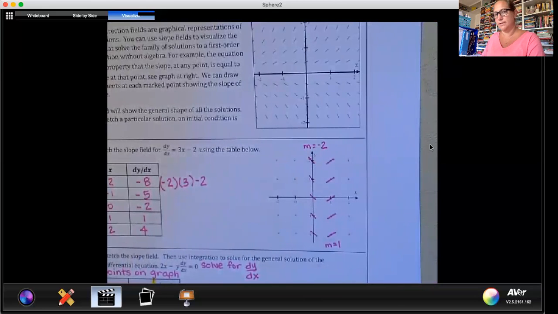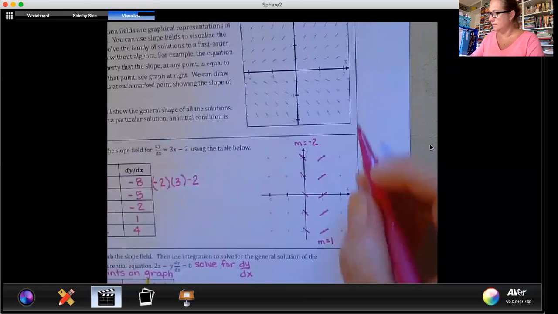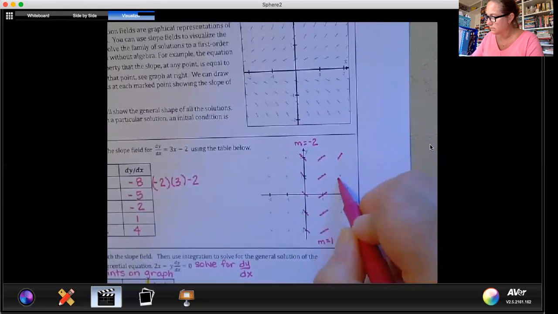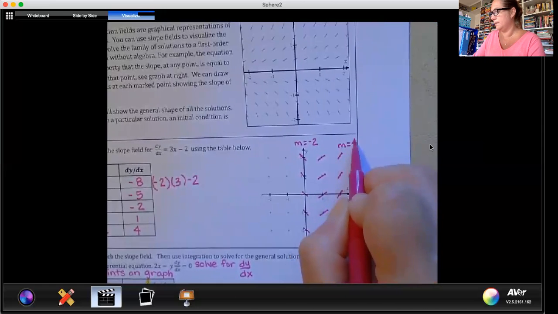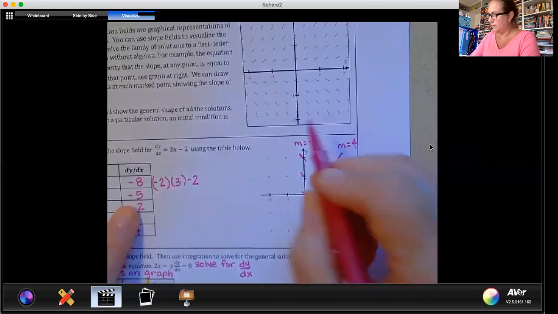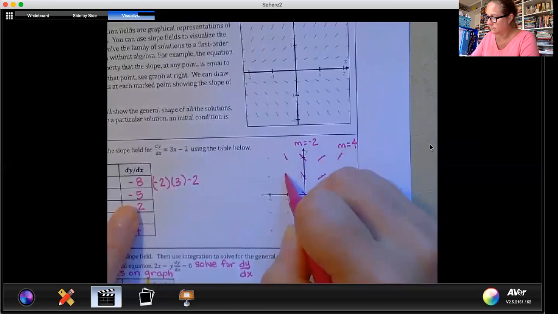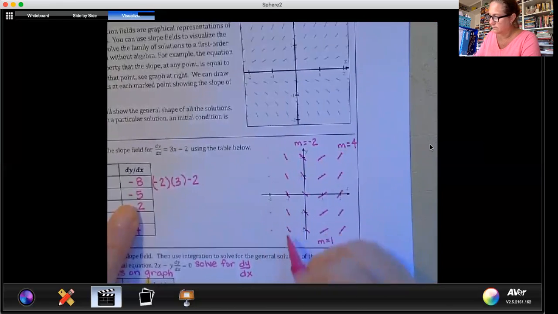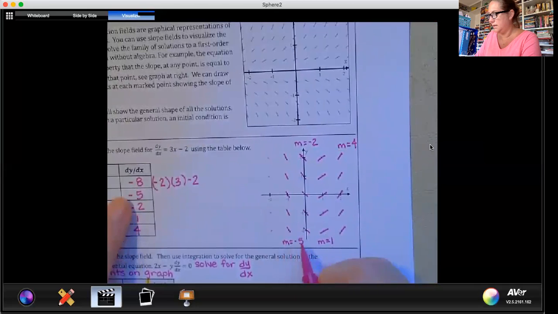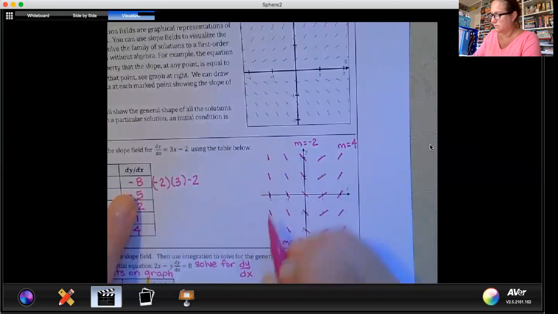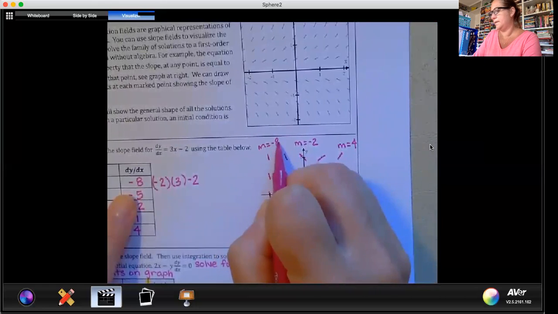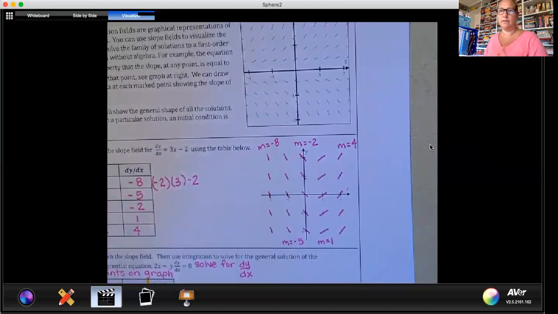And then from there, you can just kind of do whichever ones you want. So this is m equals 4, a little steeper. Notice they're all the same. And then at -1, you go -5, and at -2, you go -8. So again, that's the simplest kind where you only have one variable, and so your slopes are pretty much uniform.